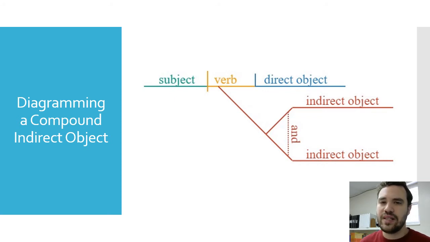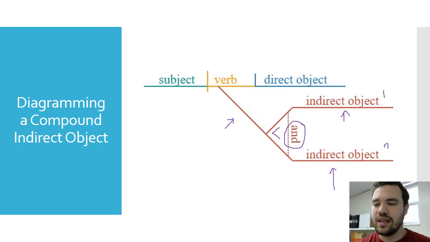So it's very similar, except that we've just got two indirect objects. We've got the subject in the same place, the verb in the same place, the direct object in the same place, and we've still got this slanted line coming down, but rather than one horizontal line coming off, we've got it splitting, and we've got the conjunction in the middle on the dotted line there. And then we've got the first indirect object and the second indirect object listed on horizontal lines. And remember, the first one is whichever one is listed first in the sentence, and the second one is whichever one is listed second. All right, so let's look at some practical examples of these.